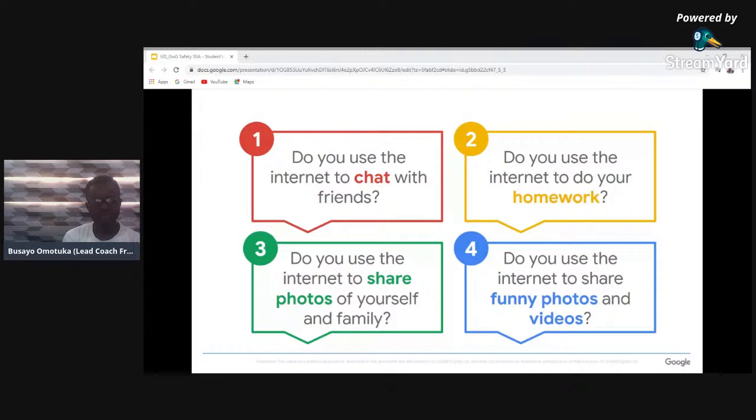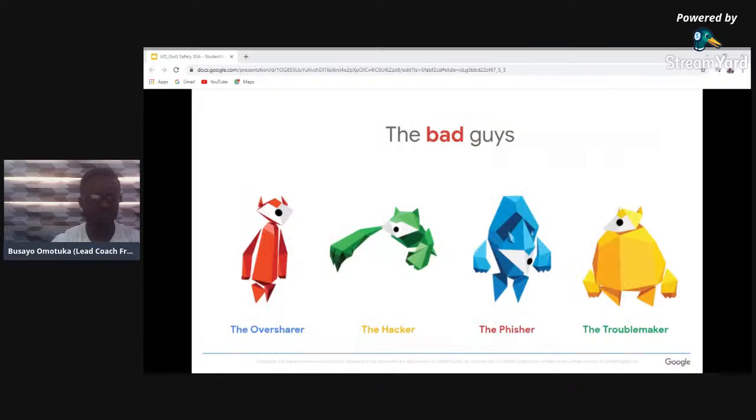So now let's go fully into this workshop, and let's see how we can ensure that our students and our pupils are safe on the internet. So I move to the next slide.